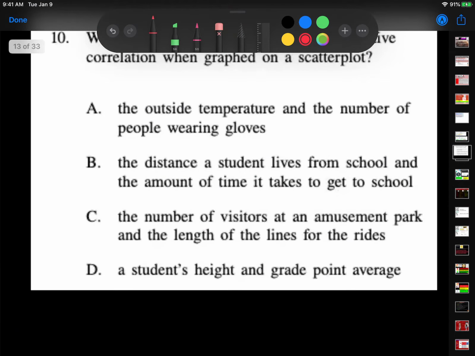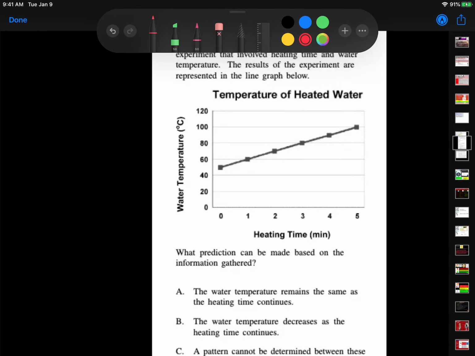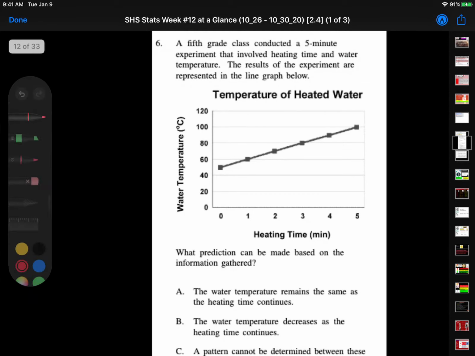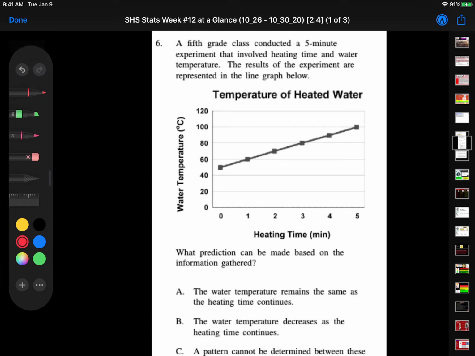Okay. I missed a question. Question number 6. A 5th grade class conducted a 5-minute experiment that involved heating time and water temperature. The results of the experiment are represented in this line graph below. In class, we also call this a time plot. The reason we call it a time plot is one of these is time, and over here you're measuring something else that's quantitative or numerical.